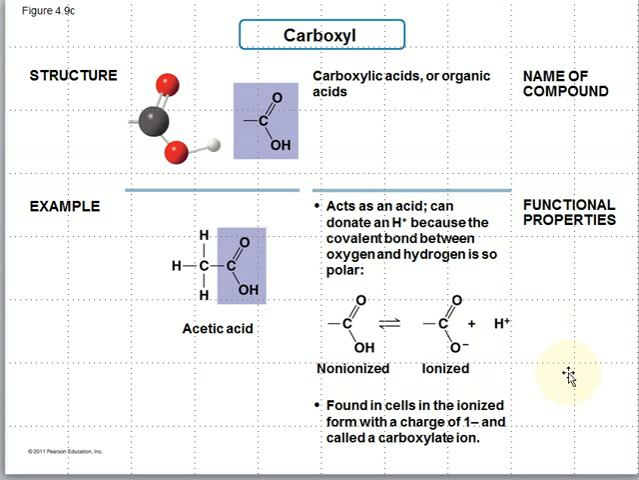Where is this material found? It's in the cells in ionized form with a charge of 1 minus, and it's called carboxylate ion. So we'll talk about some of these more when we start talking about individual cells. So far we have the hydroxyl and the carbonyl. Now the combination of those two is carboxyl. That is also a functional group.